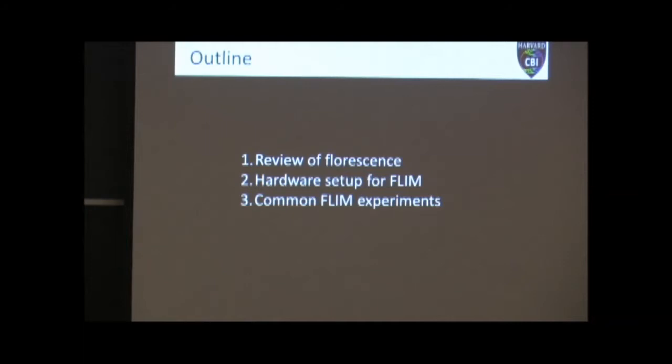Okay, so this is our outline for today. We're just going to start with a review about fluorescence, how fluorescent molecules work, and how we take advantage of that in fluorescence lifetime imaging. I'm going to talk a bit about the hardware setup for FLIM, so the FLIM equipment itself, as well as what has to happen on your microscope. And then I'll just wrap up by giving you some examples of some common FLIM experiments.